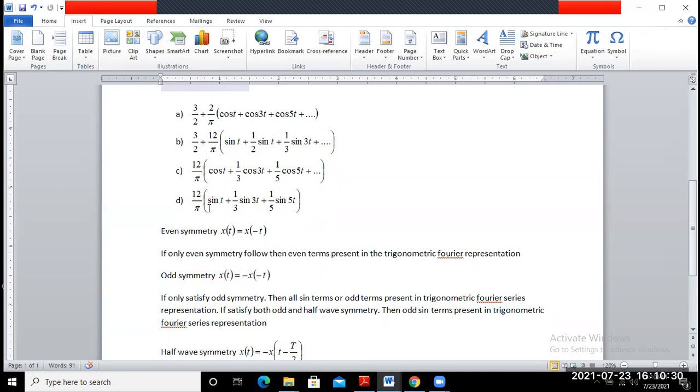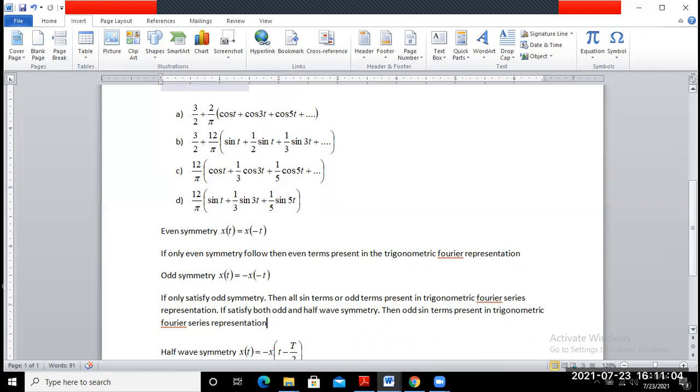If another option is given, such as sine t, sine 2t, sine 3t, sine 5t, then you will check again for half wave symmetry. That means only odd sine terms are present: sine t, 1 by 3 sine 3t, 1 by 5 sine 5t. So this option is correct for the trigonometric Fourier series representation of this waveform.